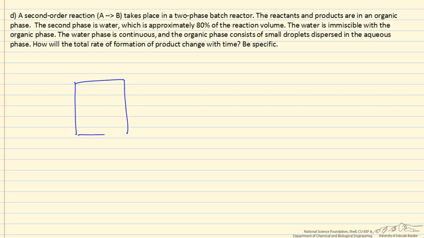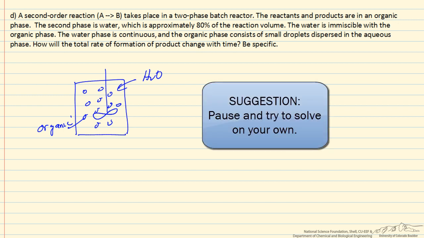So that means we have this phase of water and we have droplets of the organic phase. So this is water, and these are the organic phase. 1 mole going to 1 mole. We have a stirrer that's keeping these droplets dispersed. And the question is, how does the total rate of formation of this product B change with time?